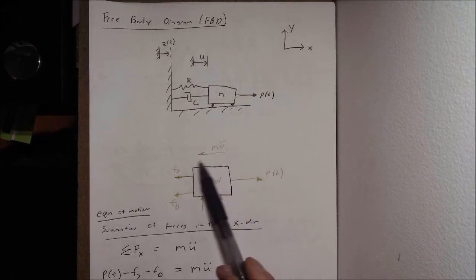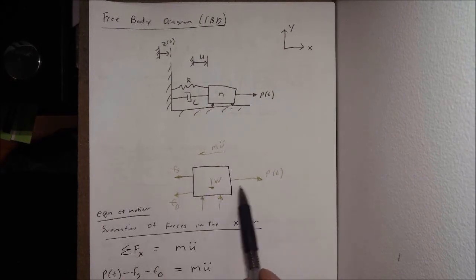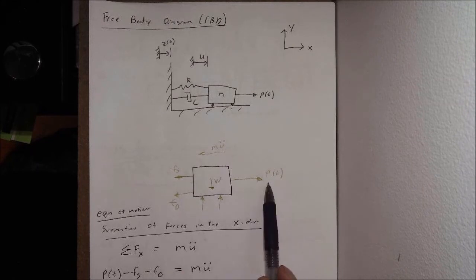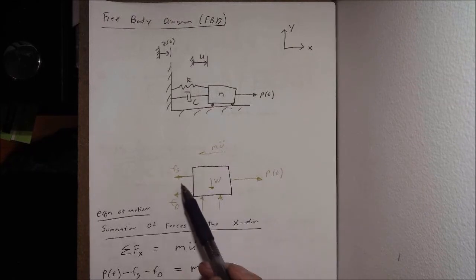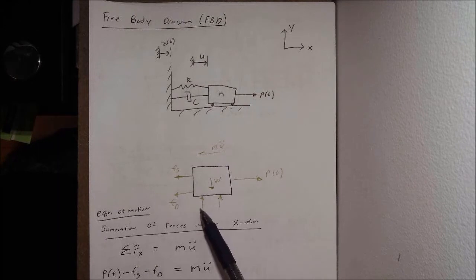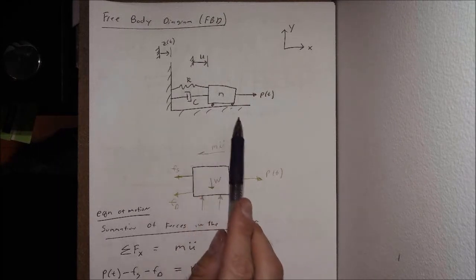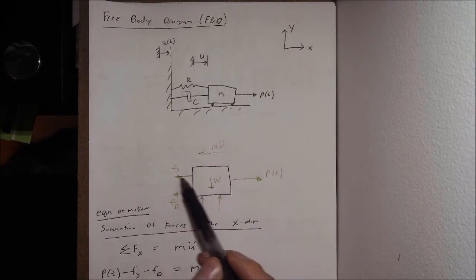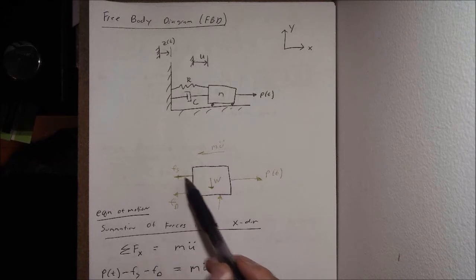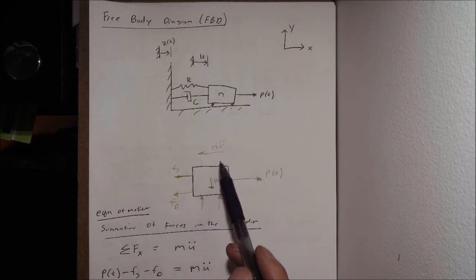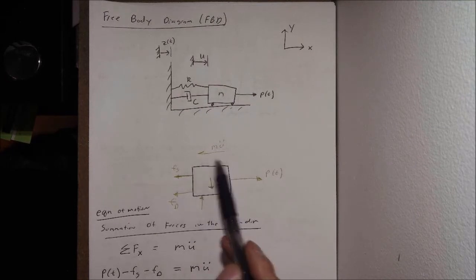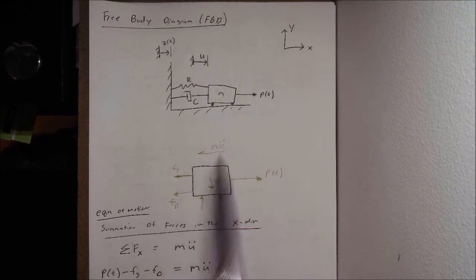Now I draw out just my mass. What forces are acting on this to draw out my free body diagram? Here's my external load P of T, acting in my positive x direction. Here is my weight force acting down, my normal force acting up at both of those wheels, and I have my spring force over here acting in my negative x direction, and I have my damping force here acting in my negative x direction as well. And I've also included the inertia force right here, or m u double dot, or mass times acceleration.